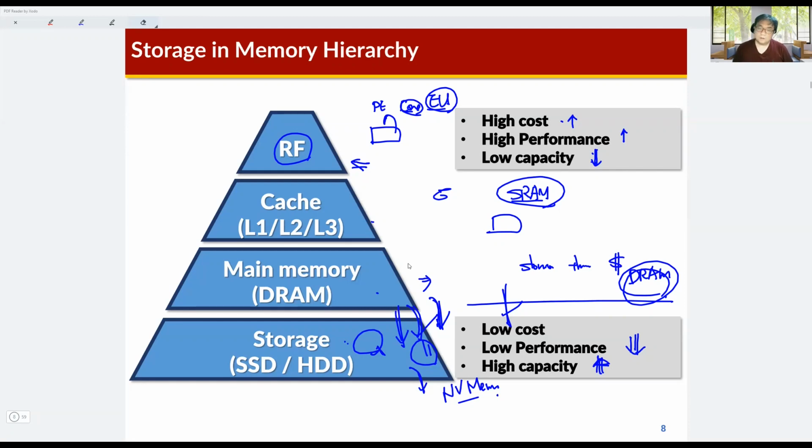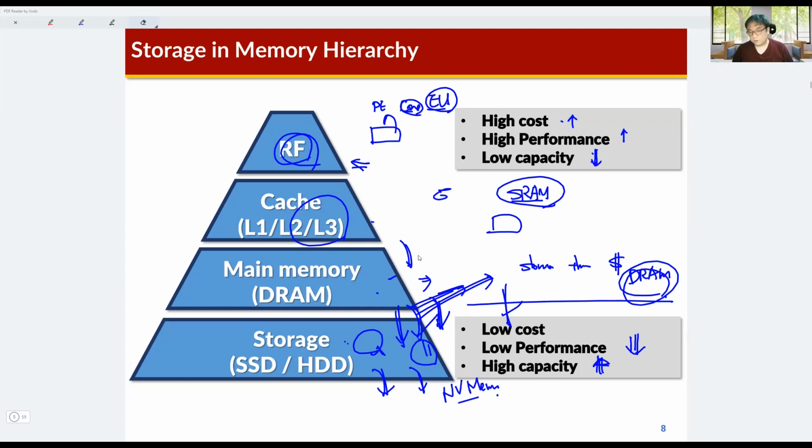Okay. Also, we already know that usually the hardware, the computer processor, manages the register file and cache, and then up to the main memory. But the data in the storage is managed by the operating system. Also, the main memory can be managed by the operating system, but it is also managed by hardware, that means the computer processor.